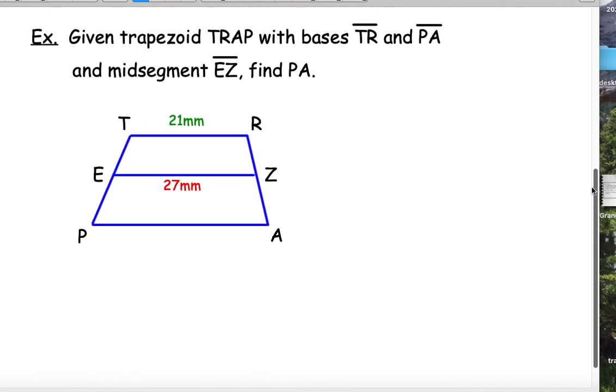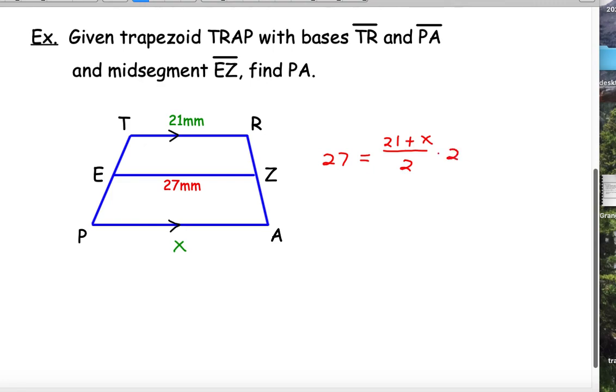We have a trapezoid TRAP. The bases are TR and PA. So we know that these are the parallel sides. And midsegment EZ, find PA. Notice on this one, they didn't give us the other base. I'll just call that X. But it's still the same idea for the calculation. I know that the midsegment, 27, is equal to the average of the bases, so 21 plus X divided by 2.